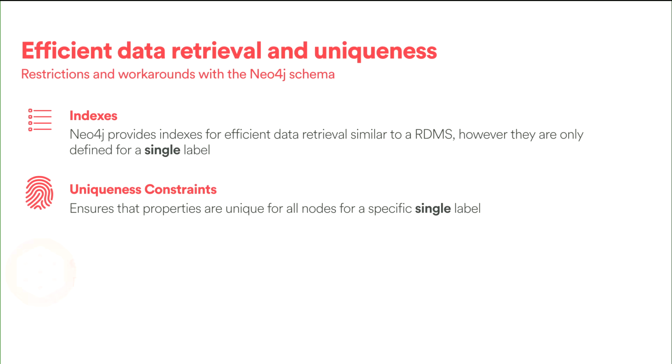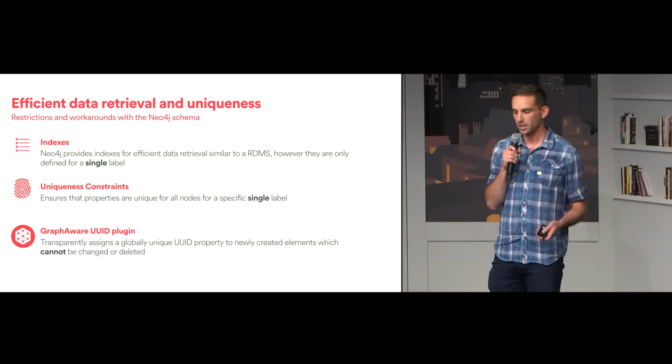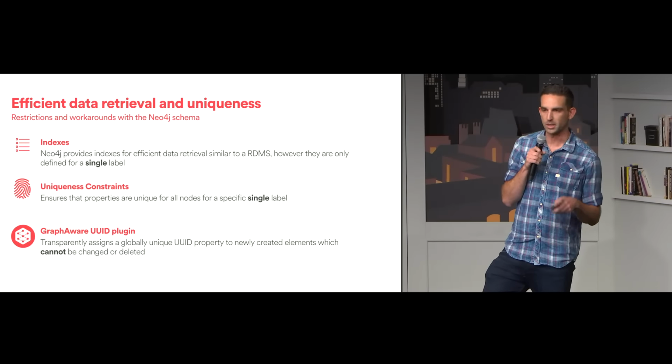So we need a resolution here, and bingo, it's GraphAware again. They have another plugin which gives you UUIDs. What happens is it hooks into our data. Every time you write a transaction, it assigns a UUID property to that node. That property can never be deleted or changed. So this now enables us to define nodes like this. We have an entity, global entity label. It has a UUID. It's globally unique. We can use an index on this. And thus we can have very, very efficient queries.